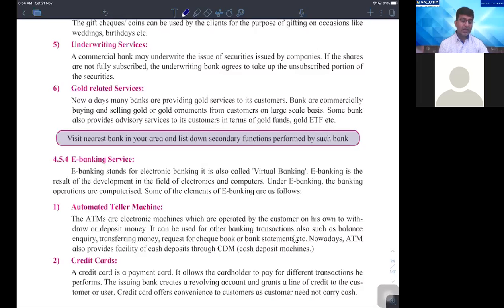Why? Because कल को अगर पब्लिक ने आपकी कंपनी के सारे शेयर्स नहीं उठाए तो these underwriters will be taking up those shares. In that case, the underwriters will be getting the commission for that particular service. So the shares are not fully subscribed. The underwriting bank agrees to take up the unsubscribed portion. Unsubscribed मतलब जितने शेयर्स मार्केट में नहीं उठाए गए, नहीं खरीदे गए, जिसके लिए एप्लीकेशन नहीं मिली, that is called as unsubscribed portion of the securities, and they will surely be getting the commission for this underwriting process.